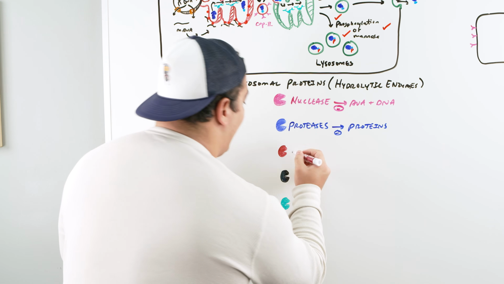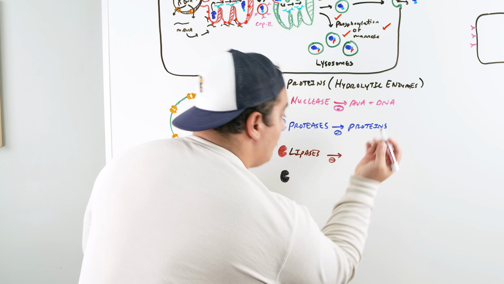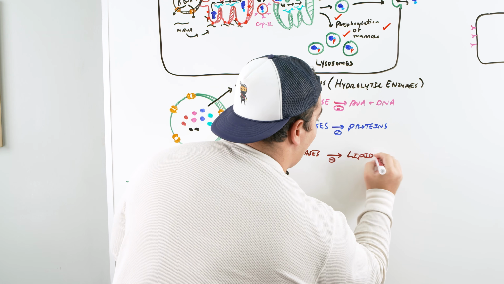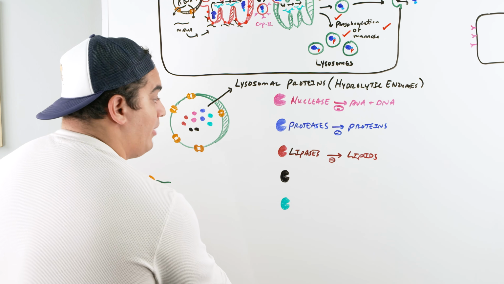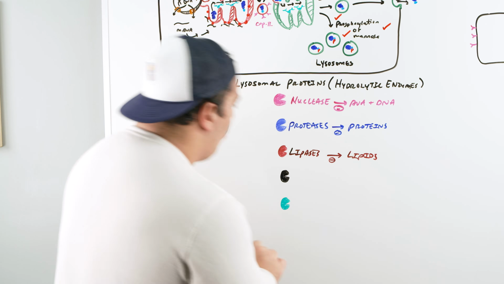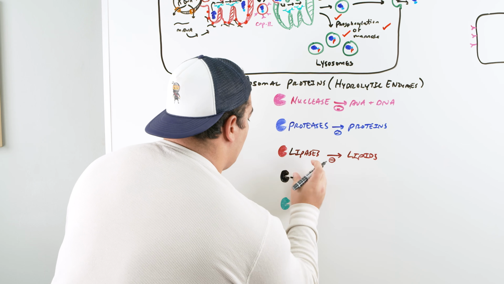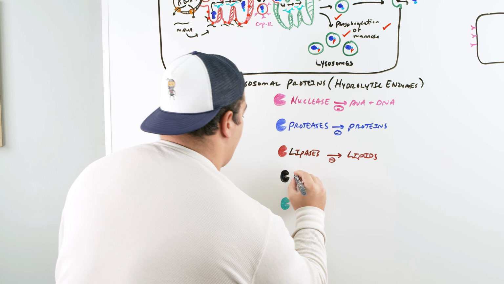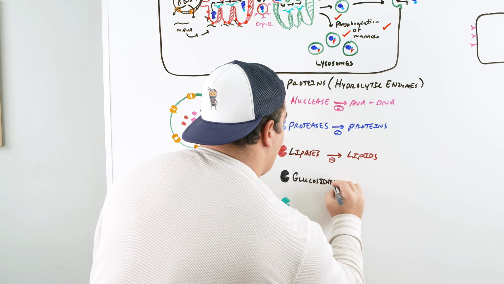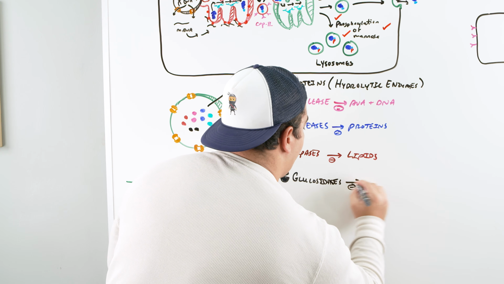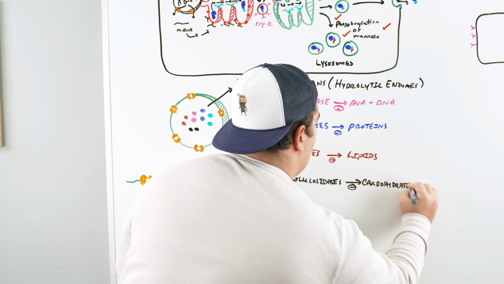We also have lipases. They can break down lipids. And we know that multiple different things have lipid membranes. Bacteria can have lipid membranes. Our own cells can have lipid membranes. What else? Another one is called glucosidases. So with glucosidases, you obviously can tell that these are going to be breaking down carbohydrates. They will break down carbohydrates.